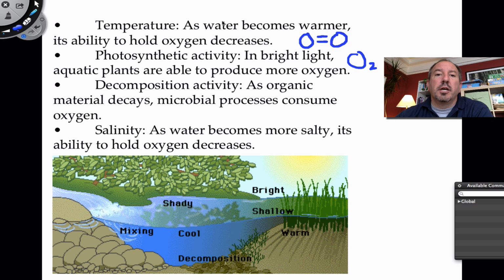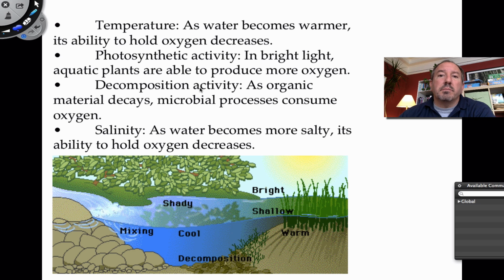How about this? Colder water holds more oxygen than warmer water. So if it's colder in the water, there's going to be more oxygen. And obviously I mentioned this in detail, photosynthetic activity. If there's lots of light shining into an area, you can expect more oxygen to be produced because what's producing it is the energy from the sun.